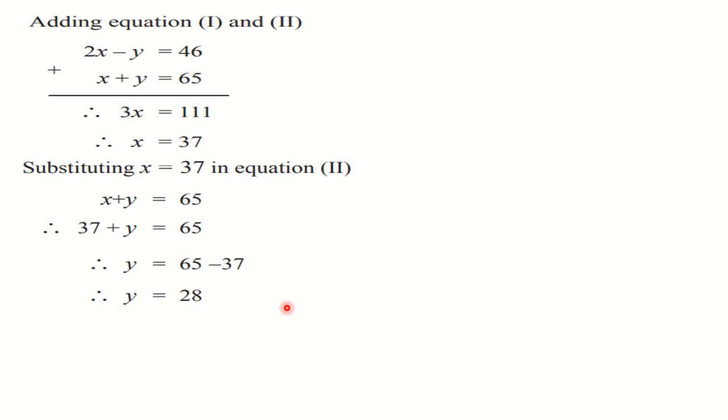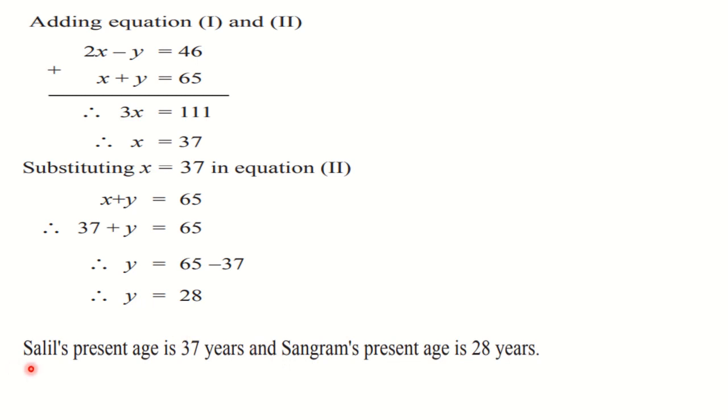In this way we got the values of x and y. But you don't have to stop here. You have to write down the final answer as a statement. Okay, always take help of the first statement to write down the final answer. Where you have assigned values x and y, you have to replace them by the solution that we have got. Okay, so what can we write down here? Therefore, Sahil's present age is 37 years and Sangram's present age is 28 years. Okay. In this way, you are going to solve the problem.